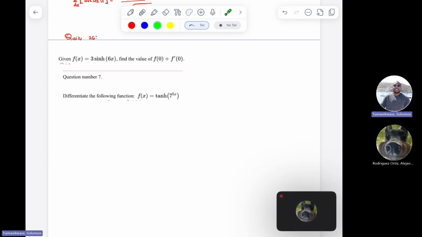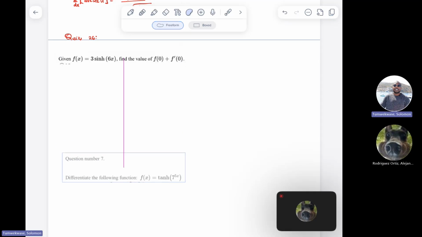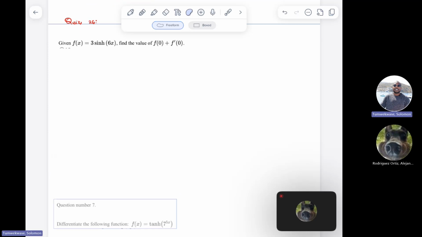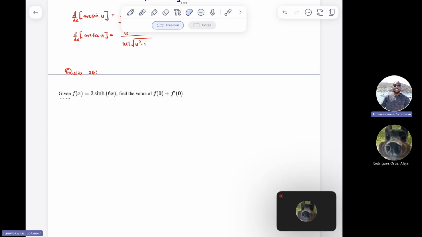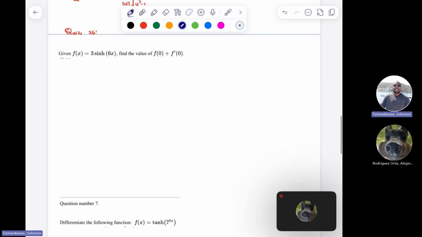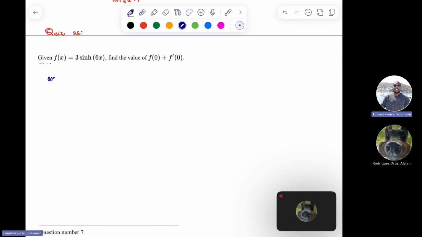So then let's move on to quiz 26, and quiz 26 is all about hyperbolic trigonometric functions. So I think the most important is we have to remember their relations. So the hyperbolic cosine of x is e to the x plus e to the negative x, then over 2.